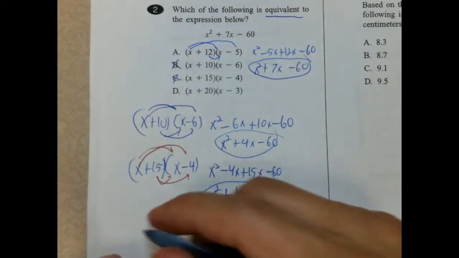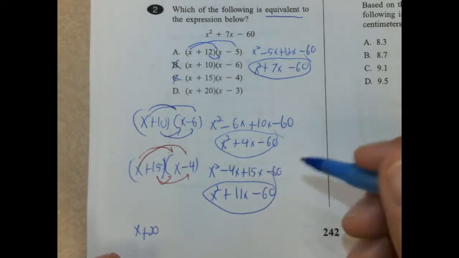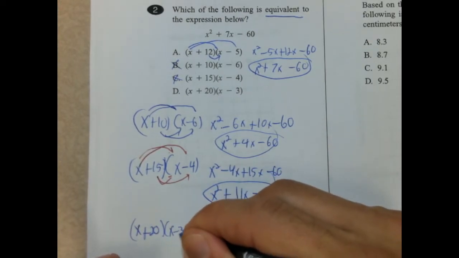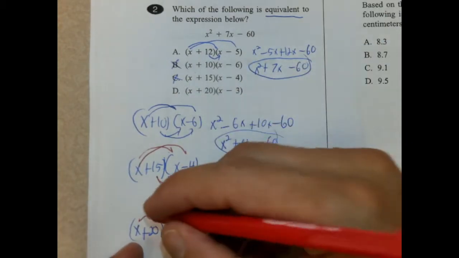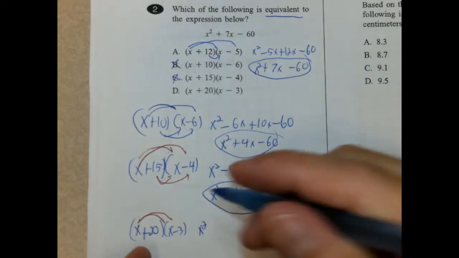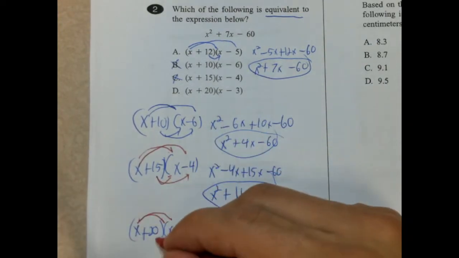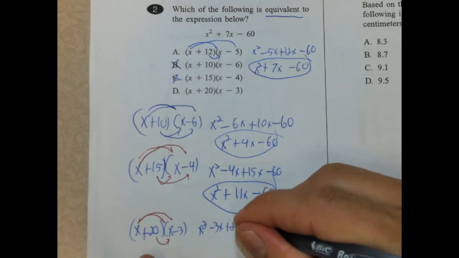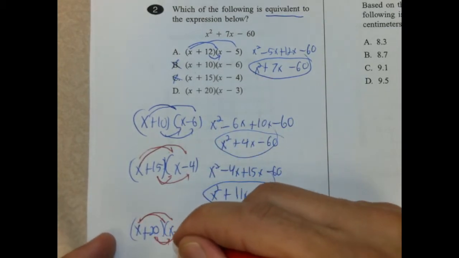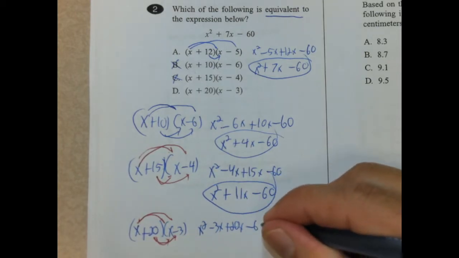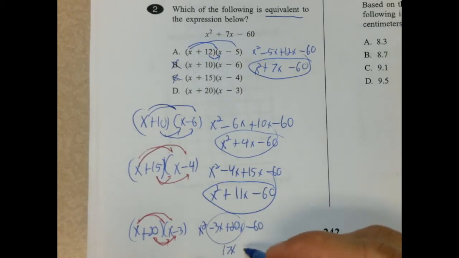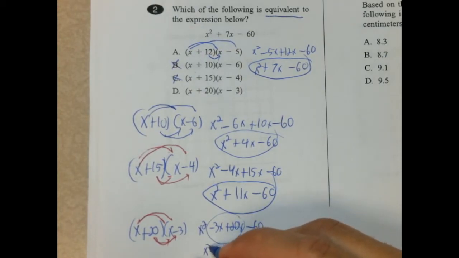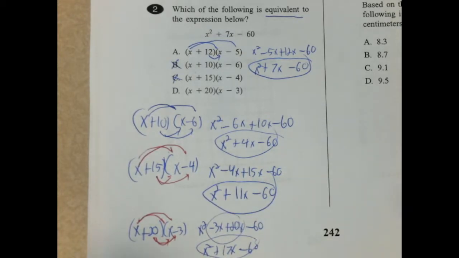And then the last one, D, x plus 20 times x minus 3. So x times x is x squared. X times negative 3 is negative 3x. 20 times x is 20x. And 20 times negative 3 is negative 60. So combine these together, you're going to get 17x. Bring down everything else. So you can see none of these work. So that's distribution. It just happened that A was our right answer, which made it a lot easier.